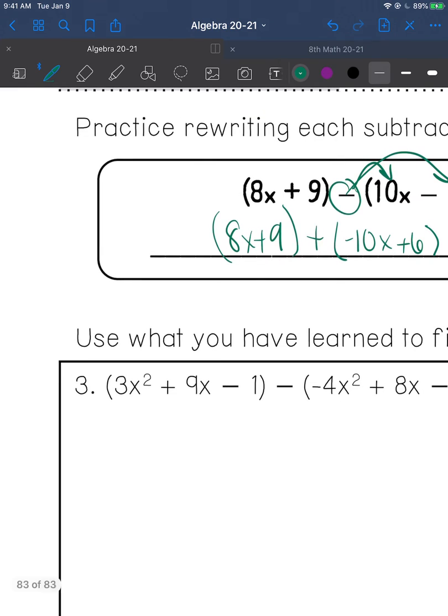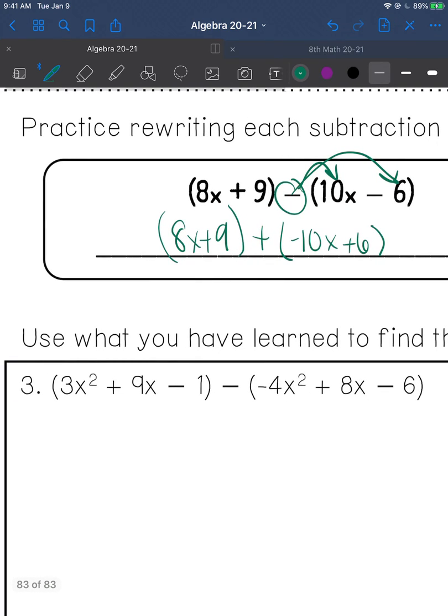So looking at number 3 on our example, this is going to be the last, well, I'm going to talk about one more after this, so we're almost done. So 3x squared plus 9x minus 1 minus negative 4x squared plus 8x minus 6. I'm going to take that negative and distribute it so I can make this an addition problem. I'm also going to use the vertical method. I like things being lined up and in order. It makes my mind happy. If that's not the method you want, then rewrite it and use the method you want.